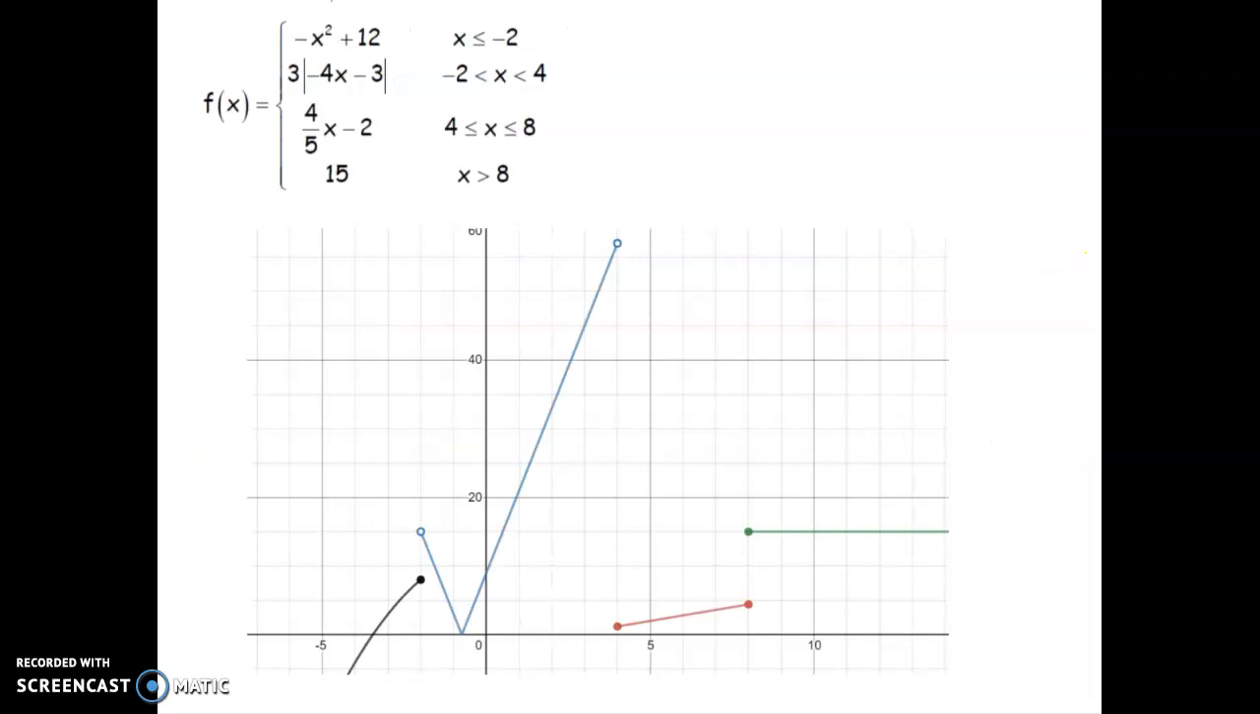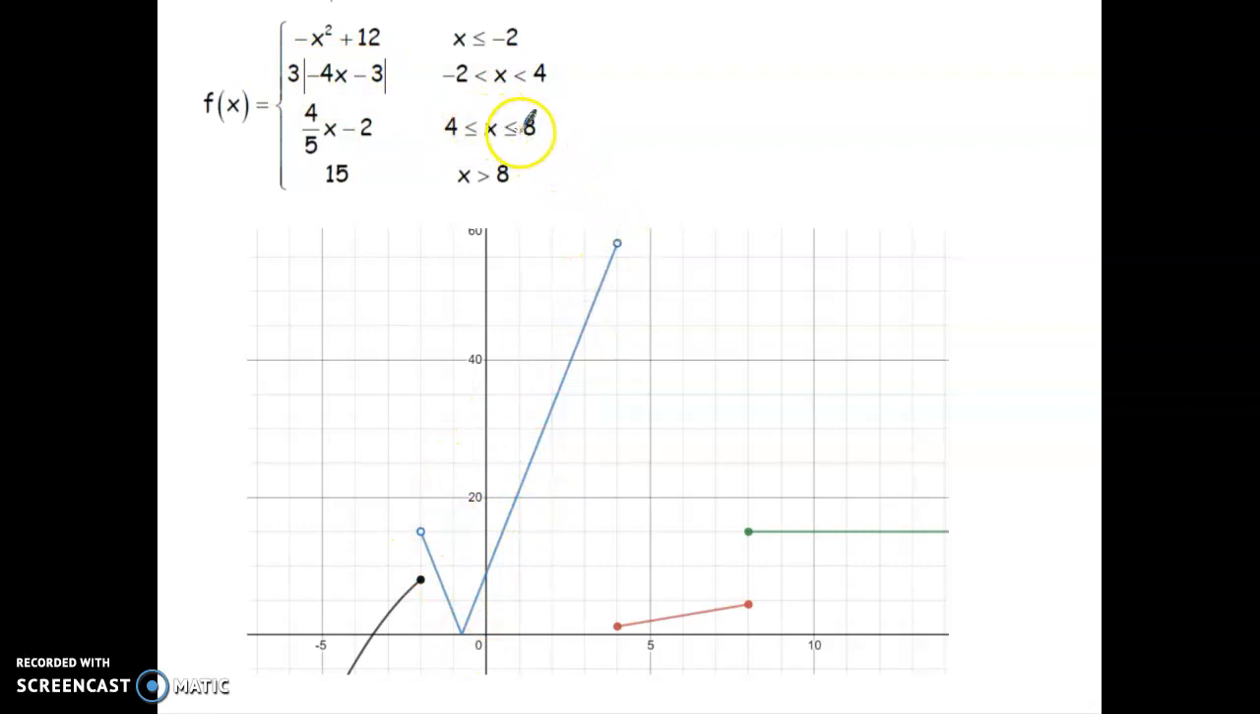Okay, so here's a new one. And this one is defined in 4 pieces. So when x is less than or equal to -2, we have this one. You can see the closed circle because of the equal to. When x is in between -2 and -4, not including either one, I have this one, and you can see my absolute value right there. That would be the V shape, open on both ends.